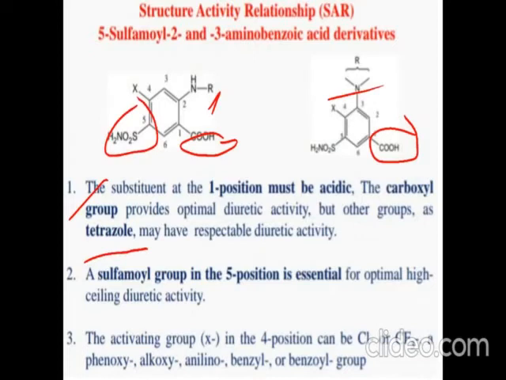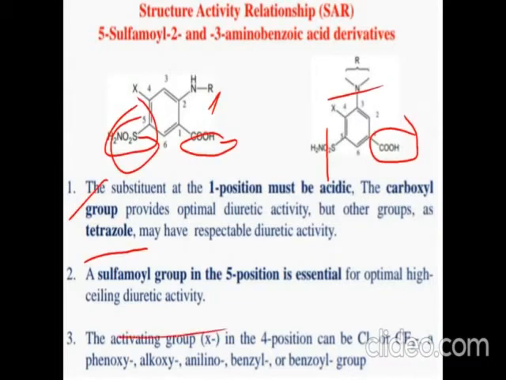Next, this sulfamyl must be unsubstituted. So the NH2 which is present in sulfamyl, this part must be NH2. There should not be any substitutions like NHCH3 or N(CH3)2. Such substitutions should not be there to show the maximum activity.